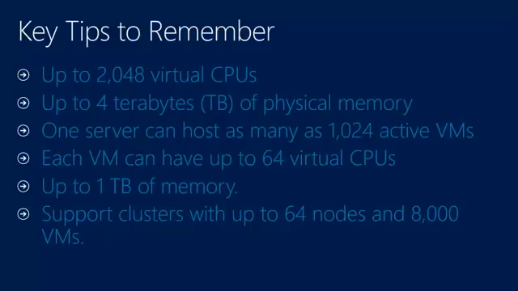We have up to 2,048 virtual CPUs. So the Windows Server 2012 version of Hyper-V contains a number of improvements. You can have up to 320 logical processors supporting 2,048 virtual CPUs, again 4 terabytes of physical memory. One server can host up to about 1,024 active VMs, and a single VM can have up to 64 virtual CPUs and up to 1 terabyte of memory each, right?